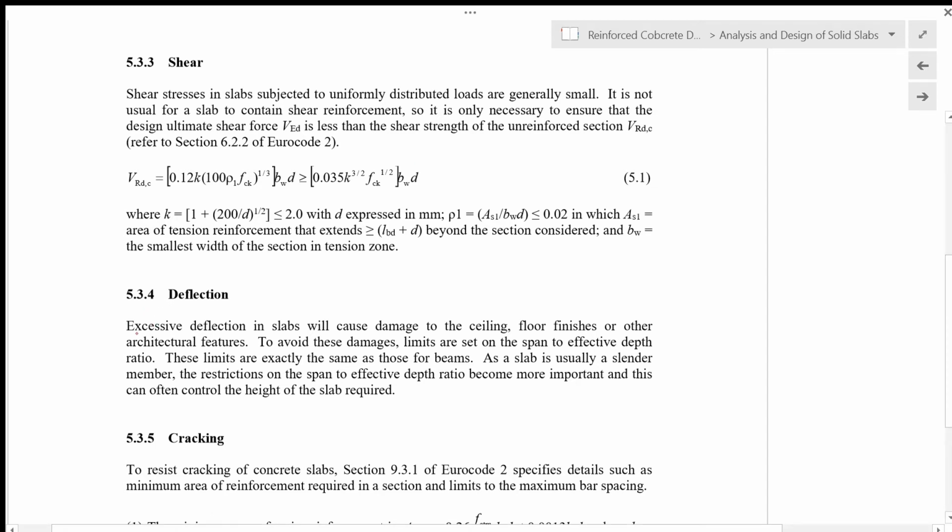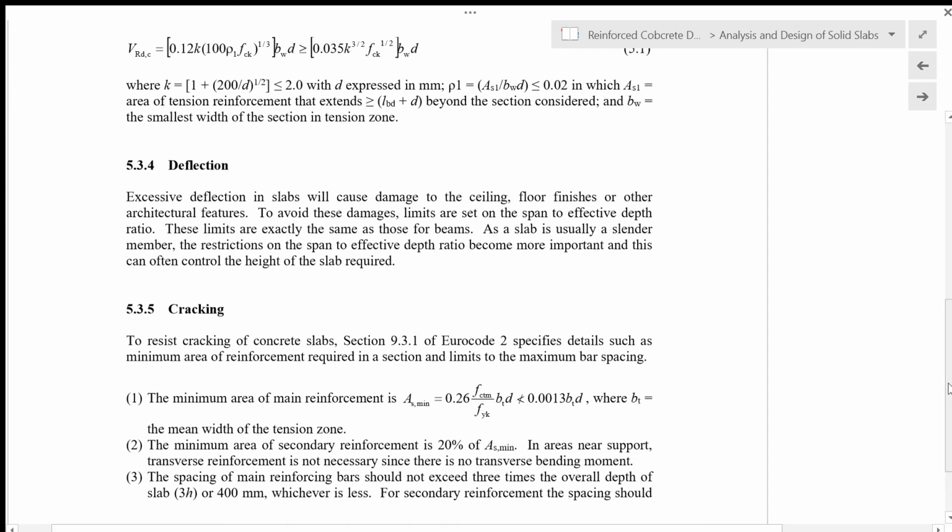Okay, so and then for deflection, excessive deflection in slabs will cause damage to the ceiling, floor finishes or other architectural features. To avoid these damages, limits are set on the span to depth ratio, same as beam design as well. So these limits are exactly the same as those for beams. As a slab is usually a slender member, the restrictions on the span to effective depth ratio become more important, and this can often control the height of the slab required. Okay, so in slab, normally this deflection will govern the design. After that, we need to check for cracking.